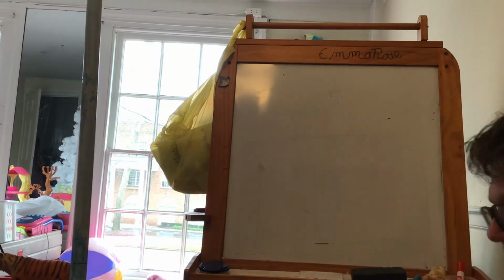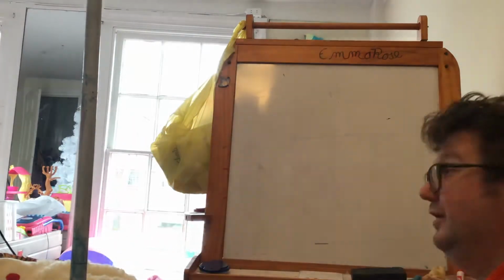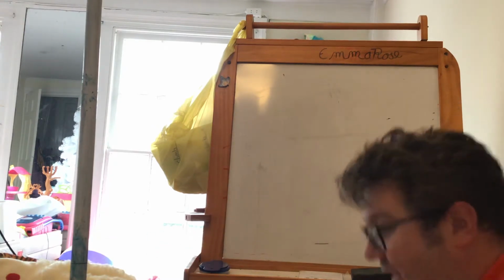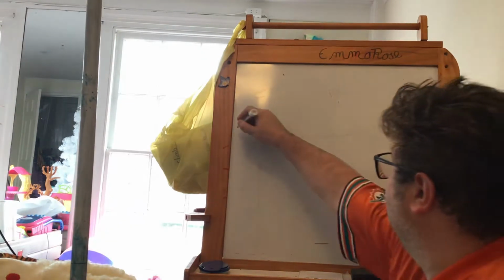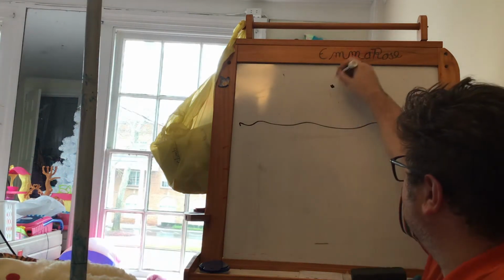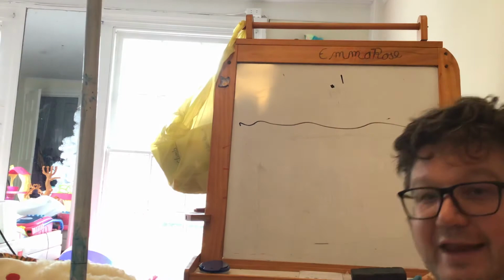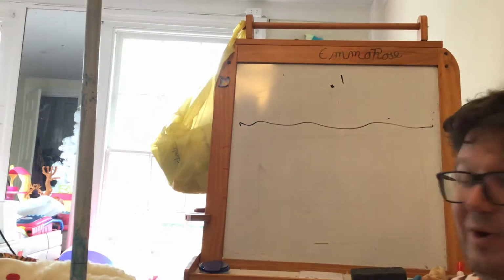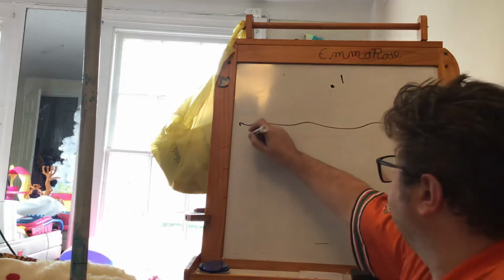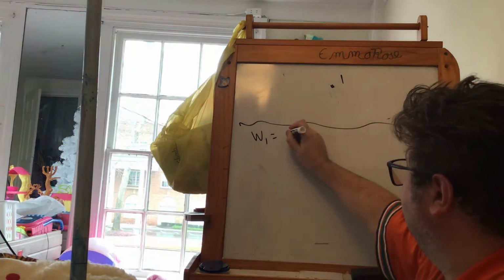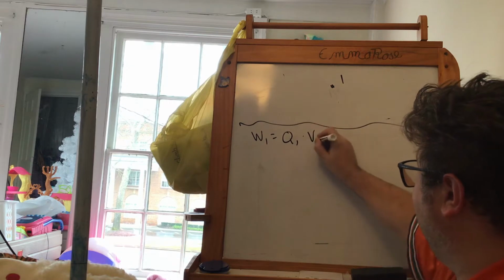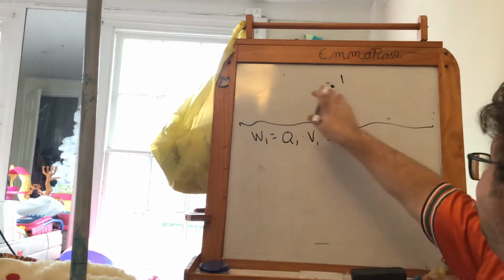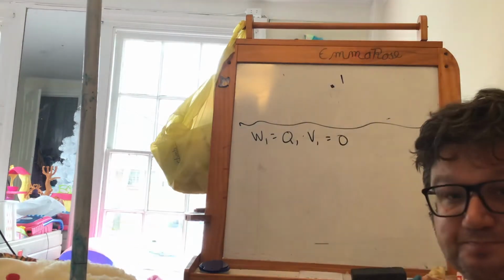Okay, so let's talk about the energy stored in a charge distribution. Imagine, if you will, I have one charge here. What's the amount of work that it takes to move that charge from infinity to that location? Well, it's going to be 0, because Q1 times V1 is equal to 0, because there's no potential that that charge is interacting with.